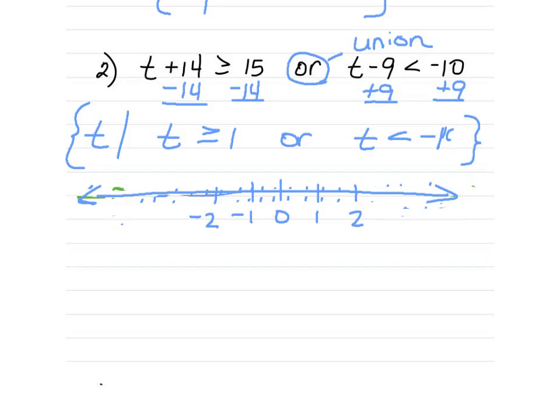But t is greater than or equal to positive 1. So again, I'll have greater than or equal to positive 1. All of that will be shaded. And then less than negative 1 means open circle and highlight to the left. So here's a union of both those graphs with all the solutions on one number line. Okay?